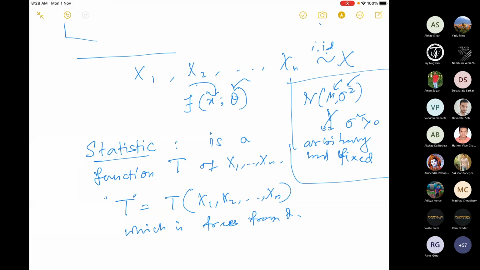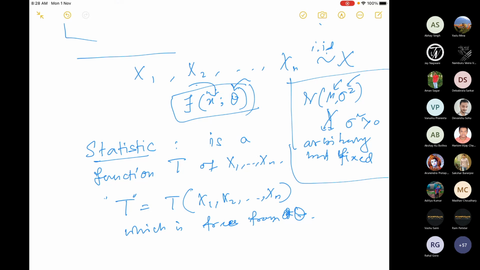Let's say x1 square plus x2 square. The density of x1 and x2 could be like this function. There is a theta. But when I'm defining this T, this is a function that only depends on capital X1 to capital Xn. So it is just any function of x1, x2, ... xn. It is independent, free from theta.